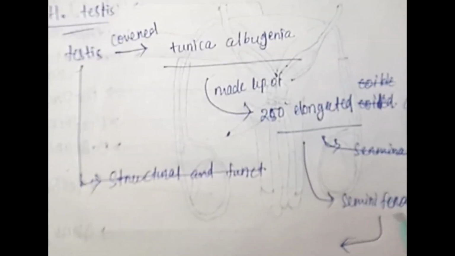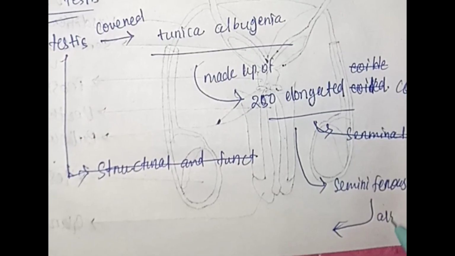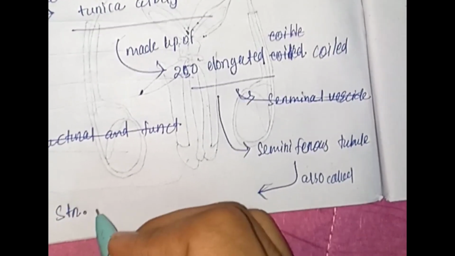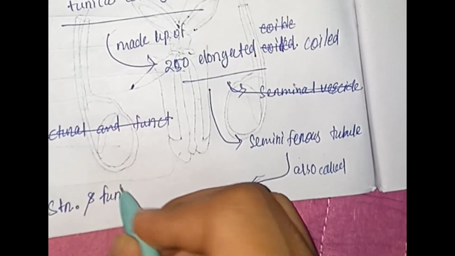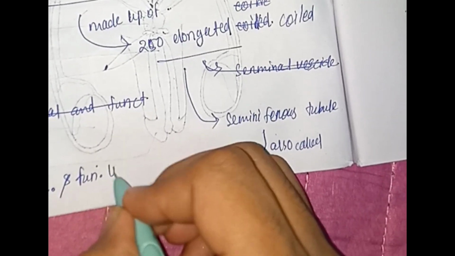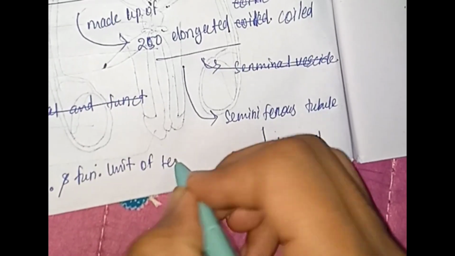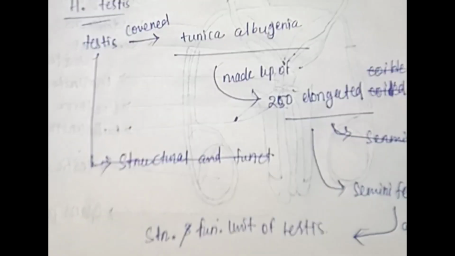And it is also called structural and functional unit of testis, right? Then we move to the next point, that is seminiferous tubules are lined by germinal epithelium, and it is made up of germinal epithelial cells for production of sperm.